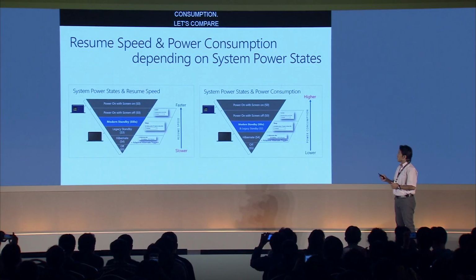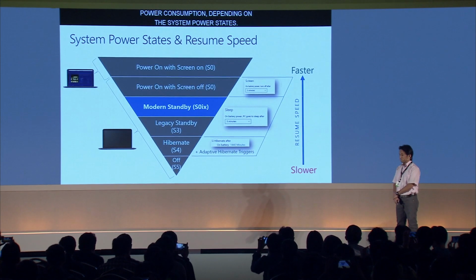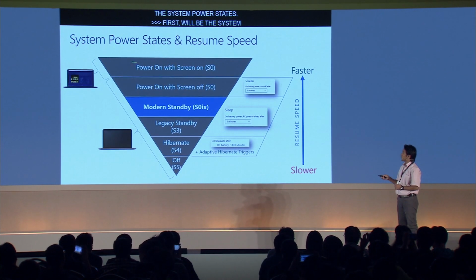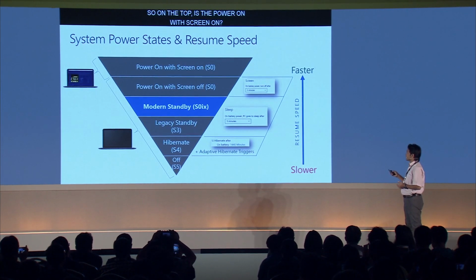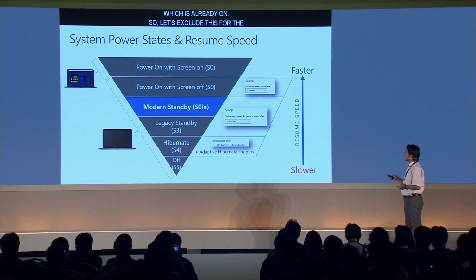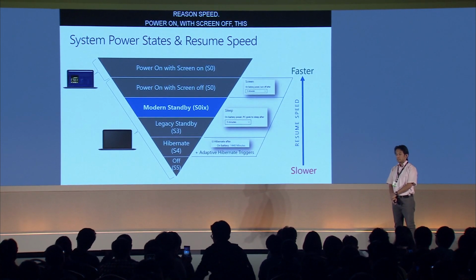Let's compare resume speed and power consumption depending on the system power states. First will be the system power states and resume speed. So on the top is the power on with screen on, which is already on. So let's exclude this for the resume speed. Power on with screen off. This state only needs to turn on the screen. So it would be single digit to double digit milliseconds to turn on the screen, to resume the system.